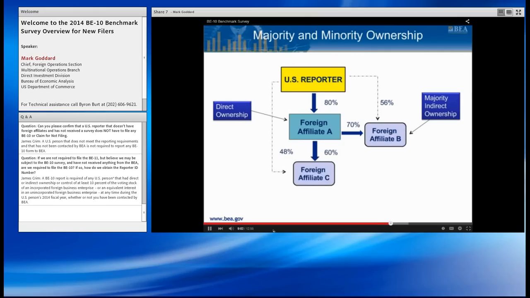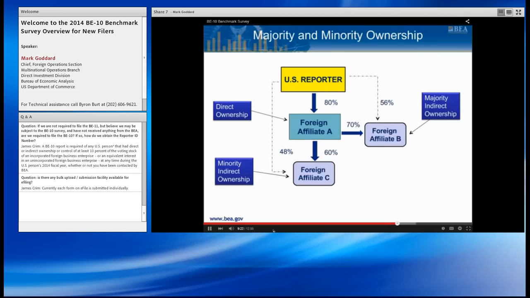Foreign affiliate A directly owns 60% of foreign affiliate C. We get the indirect ownership of the U.S. reporter by multiplying 80% by 60%, which is 48%. Because the indirect ownership of foreign affiliate C by the U.S. reporter is between 10 and 50%, foreign affiliate C is minority-owned indirectly by the U.S. reporter.